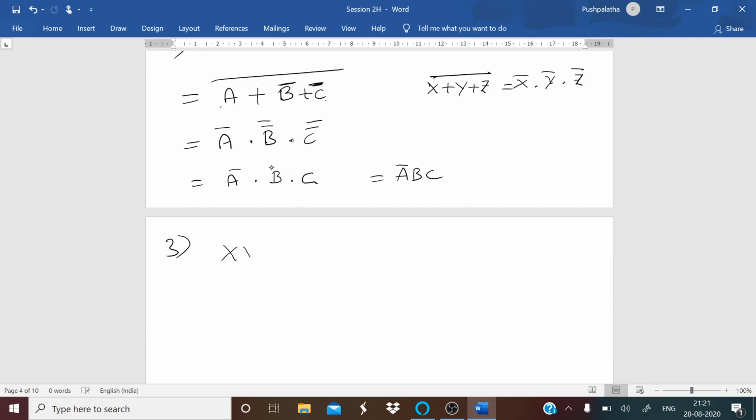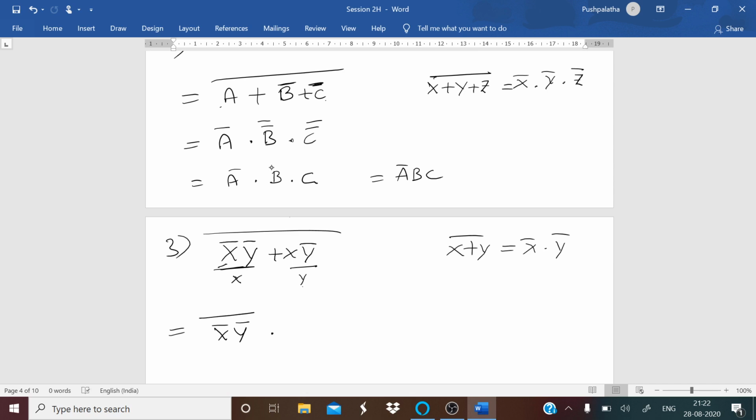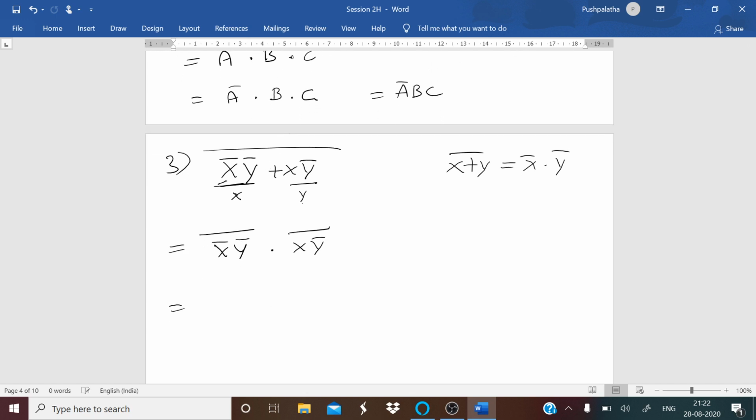Okay, the next sum, x bar y bar plus x y bar the whole bar. Solve it in a similar way. Let us consider this as x and this as y. That is x plus y the whole bar. This is in the form of x plus y the whole bar equals x bar into y bar. So what are we considering x as? X bar y bar is x. So x bar y bar the whole bar into y bar. This is your y. X y bar the whole bar. Okay. So what does this become now?